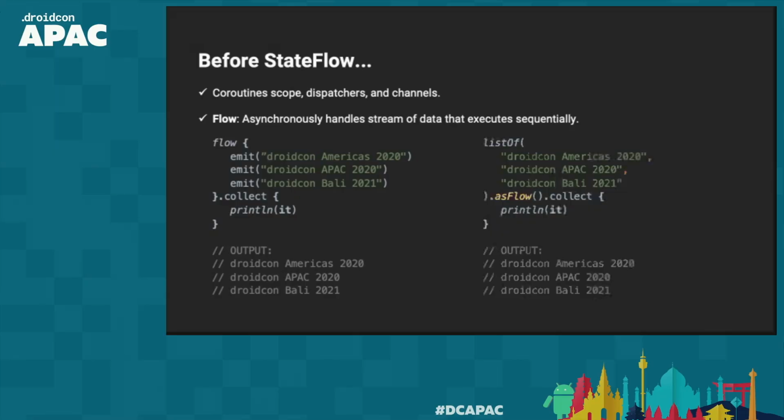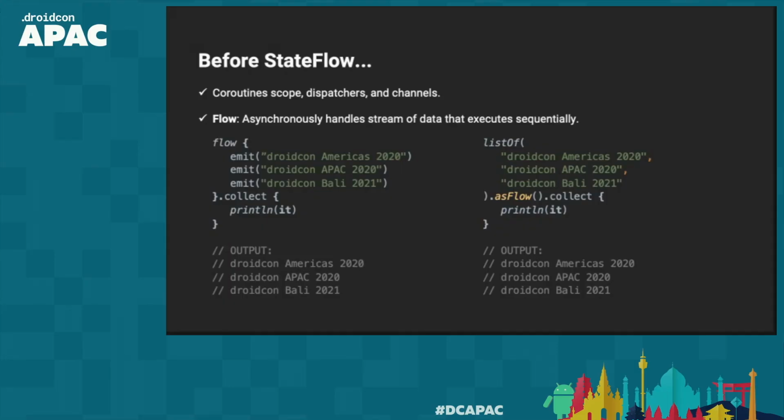Or alternatively, we can use the asFlow function to convert a collection or a sequence into a flow, then collect its values. It will give us exactly the same output as the flow builder. I think this code is easy enough to understand and clear enough to show you how to work with flow. Just keep in mind that you need a suspend function or a coroutine scope to collect the data.